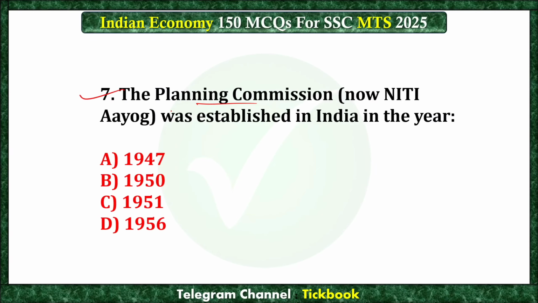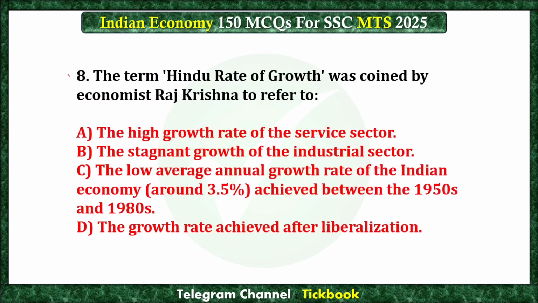Question 7: The Planning Commission, now Niti Aayog, was established in India in the year. Option B, 1950. Question 8: The term Hindu rate of growth was coined by economist Raj Krishna to refer to. Option C, the low average annual growth rate of the Indian economy, around 3.5%, achieved between the 1950s and 1980s.